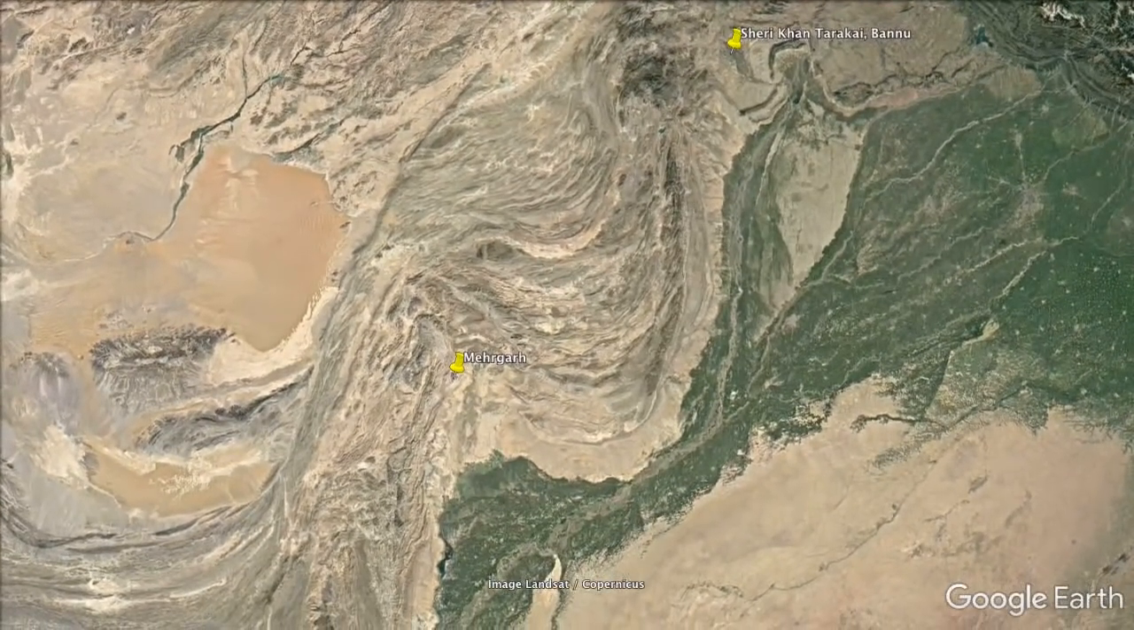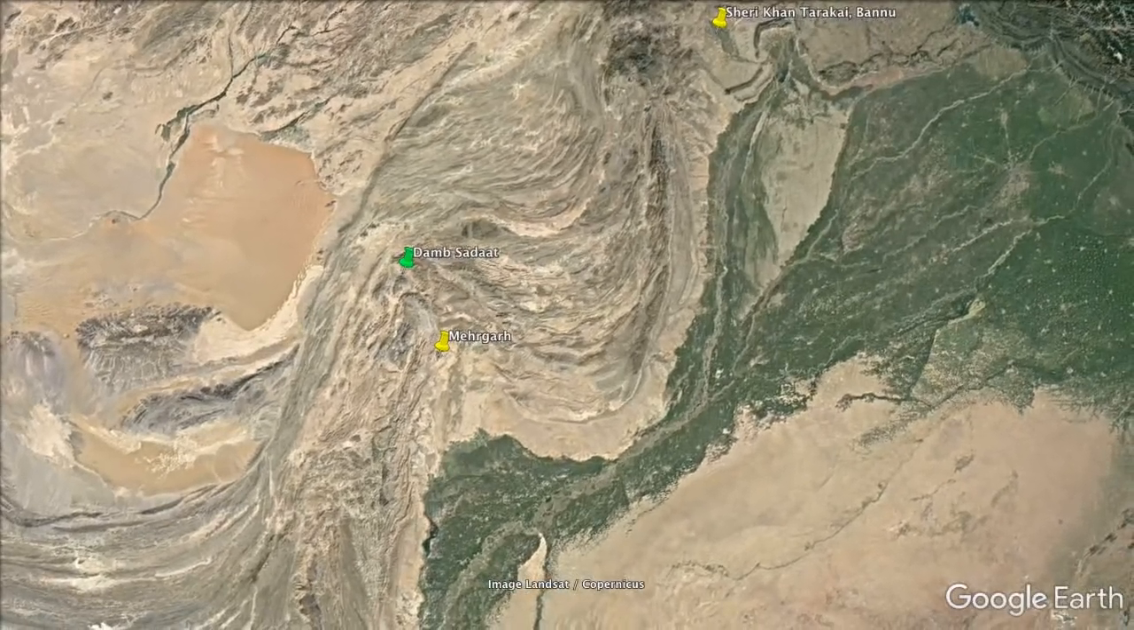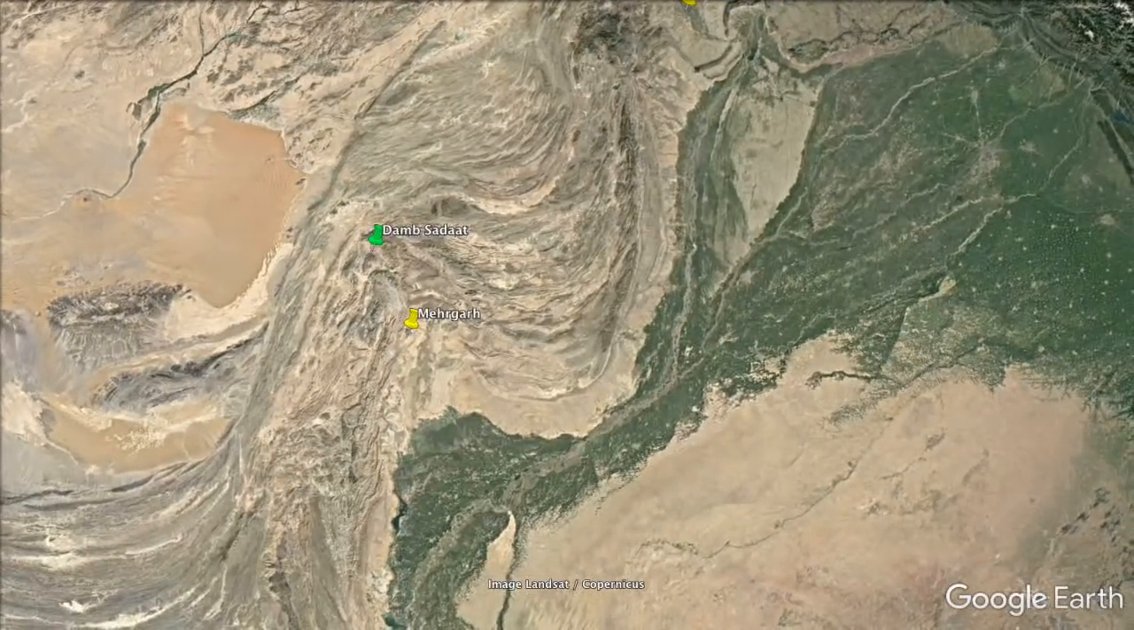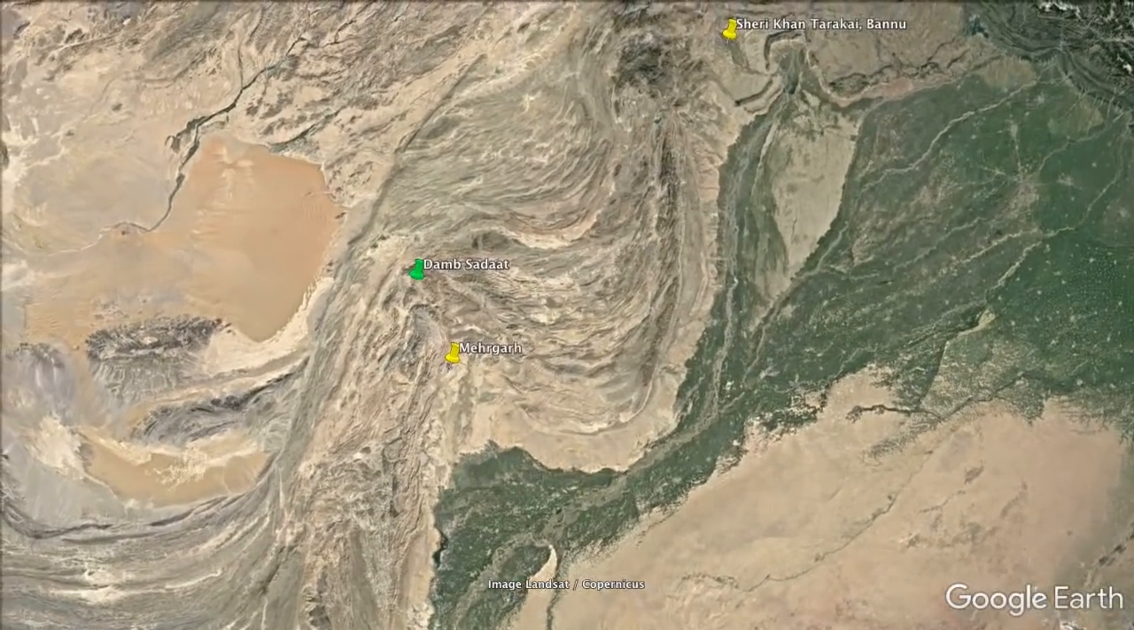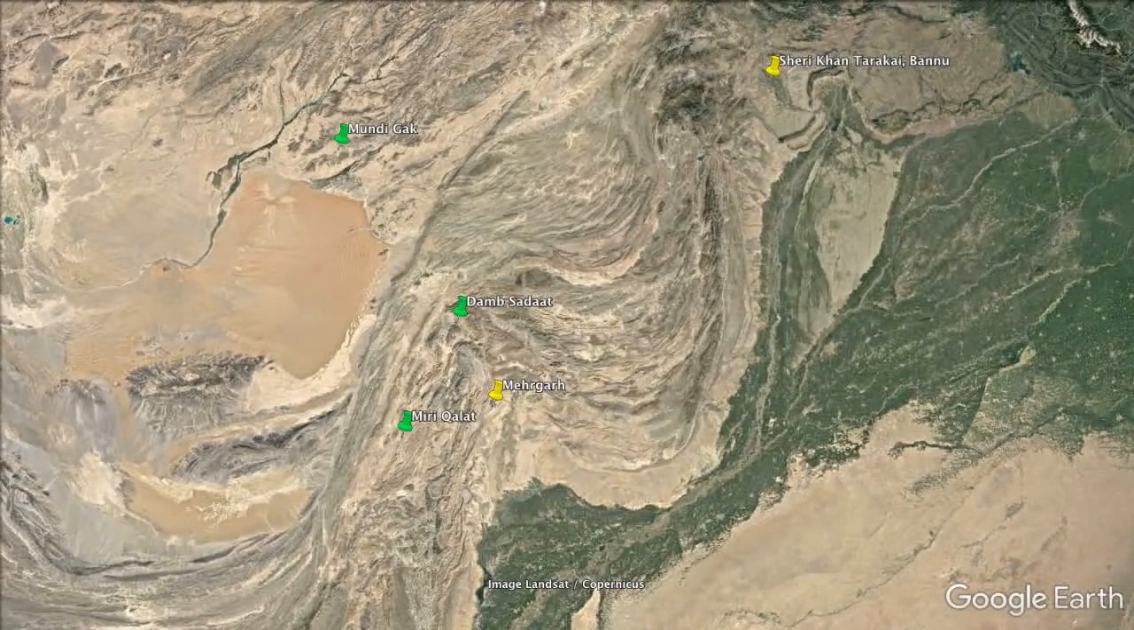So moving upward, possibly founded by people who moved up these passes, you had a settlement growing in Dam Sadat. And just watch the pattern here. Then you have another settlement growing in Miri Kalat, not much after. Then you have a settlement growing some miles to the north. Again, let's see how many miles to the north.